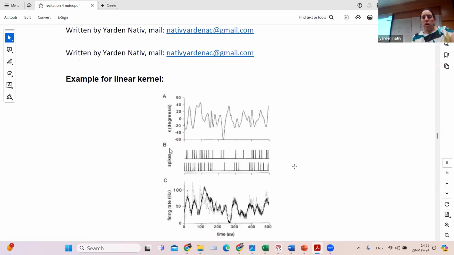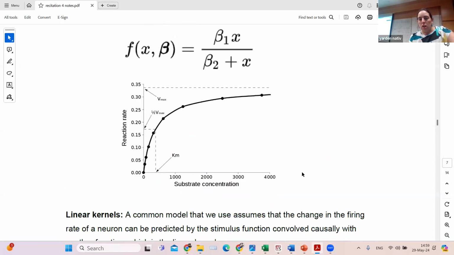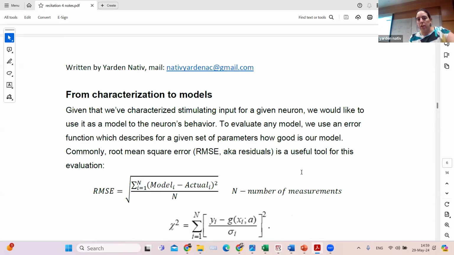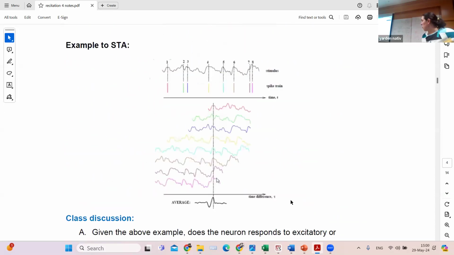Okay, great. So I'll go back to the STA that we had here, and I'll ask you a question. Is the STA relating between the stimulus to the neuron or between the neuron to the stimulus? What is, let's say, the function of the STA? What is the input and what is the output?